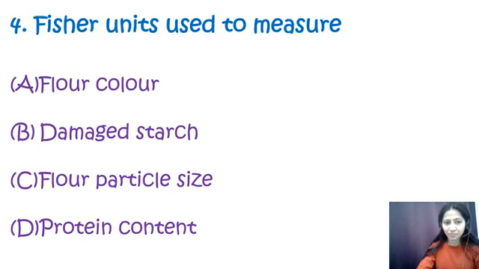Question number 4. Fisher unit is used to measure flour color, damaged starch, flour particle size or protein content. The correct option is C, that is flour particle size. The Fisher unit is used to measure flour particle size. This method is based on air permeability, whereas flour color, damaged starch and protein content are typically measured using other methods. So the correct option is C, flour particle size.